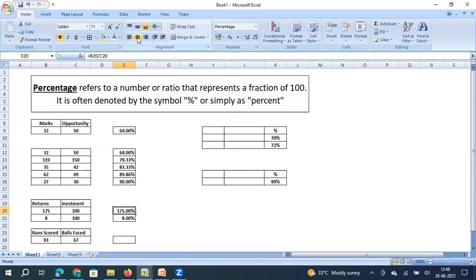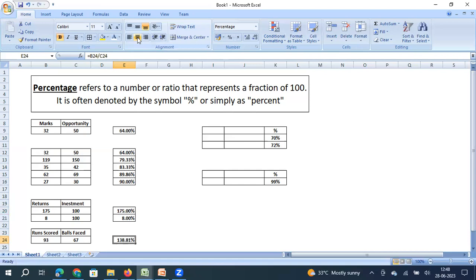will know strike rate is an important parameter for a batsman in a T20 match. So how is strike rate calculated? Let's say somebody faced 67 balls and scored 93 runs. What will be his strike rate? His strike rate will be 93 divided by 67 multiplied by 100. So that's how investment return can go beyond 100%. A strike rate can go beyond 100%.